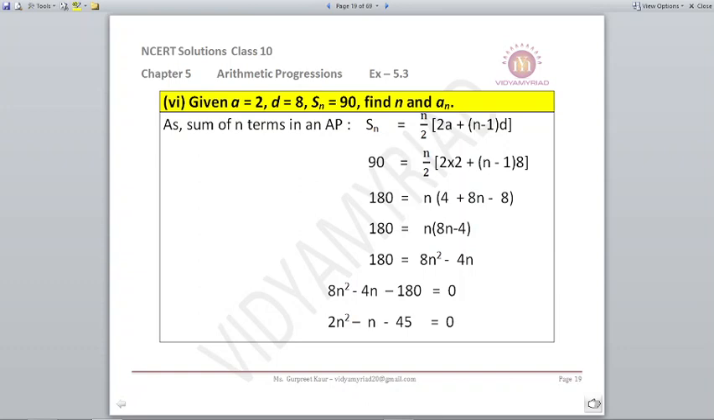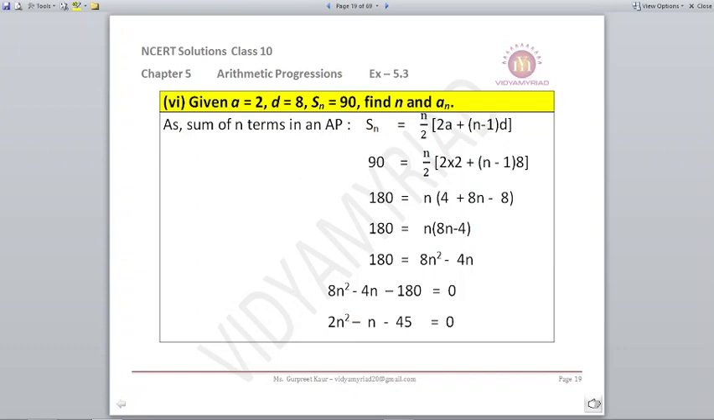A is equal to 2, d is equal to 8, Sn is equal to 90. Find n and an. So using Sn 90, we can find out the value of n. So Sn will be equal to n upon 2 into 2a plus n minus 1 into d. We have a, we have d, we have the value of Sn. Using that we can find out n. So Sn is given to us as 90. So 90 will be equal to n upon 2 into 2 into 2 plus n minus 1 into 8.